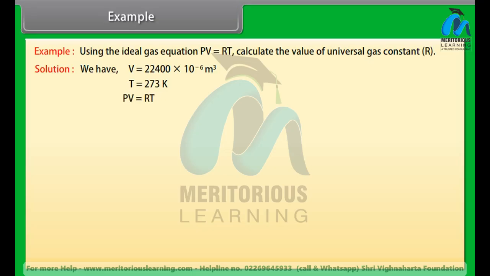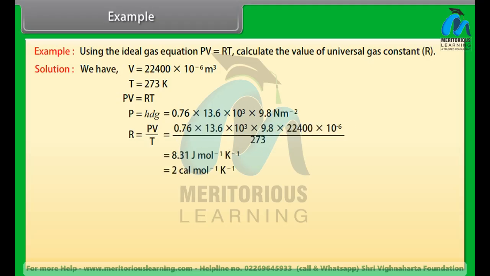PV = RT, P = hdg. Now, we calculate the value of R by putting the values. R = PV/T = 2 calorie per mole per Kelvin.